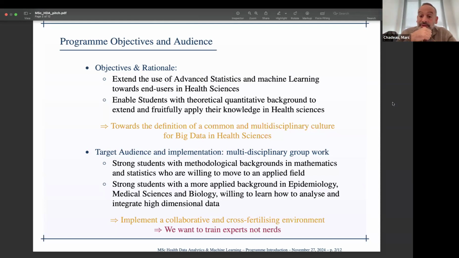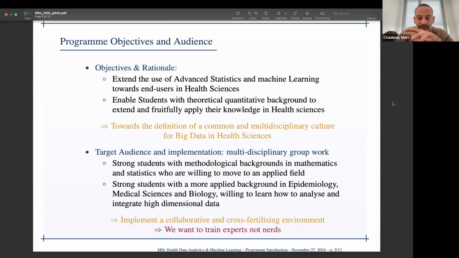So as a corollary, our target audience is really multidisciplinary. We are including students with strong methodological backgrounds in math and stats who are willing to move to an applied field. And of course, as you all know, health data is a very attractive and very important field nowadays. We also wanted to attract strong students with a more applied background, so epi students, medical students, biology, or social sciences, willing to learn how to analyze and integrate high dimensional and complex data sets.